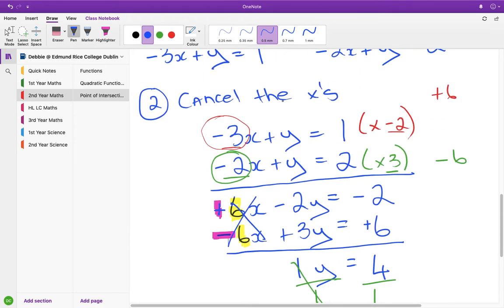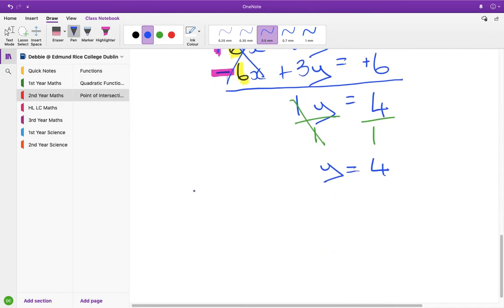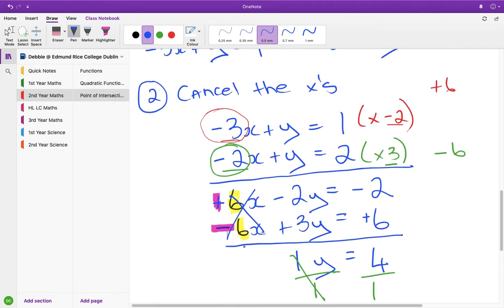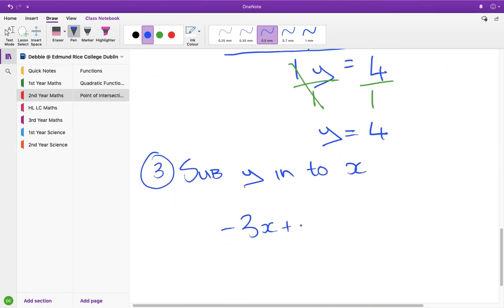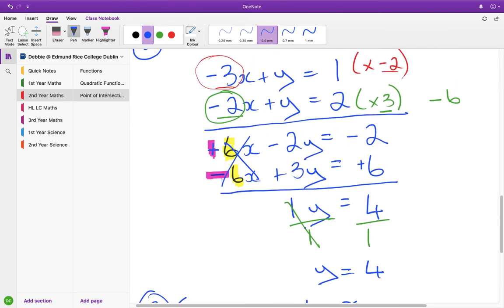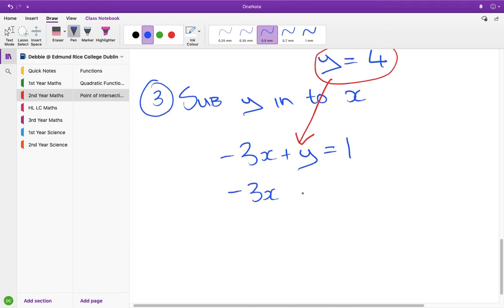So that was step 2, where I cancelled the x's, and when I did that, I generated my y. And the final step is to sub your y that you just worked out in to get x. So we always use the top equation. So the top equation is minus 3x plus y equals 1. And I'm going to take the fact that y is 4 and I'm going to throw it in here. So I have minus 3x plus 4 equals 1.